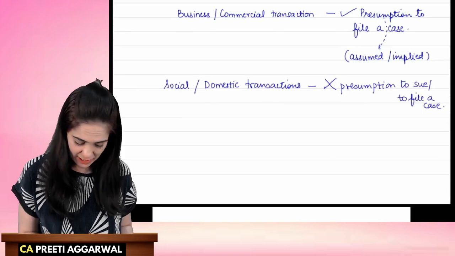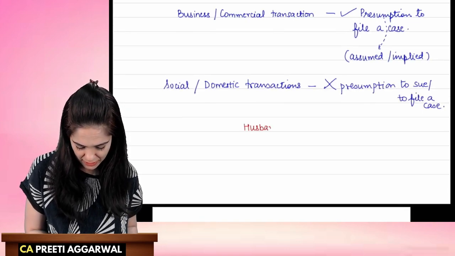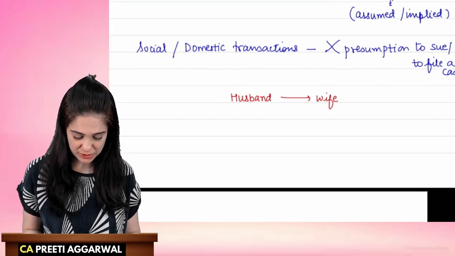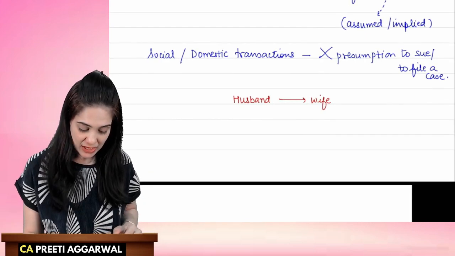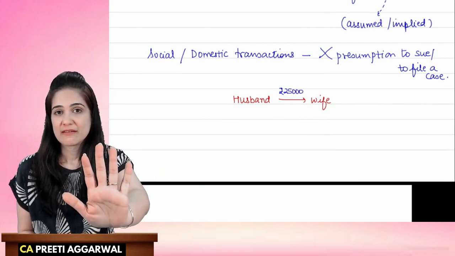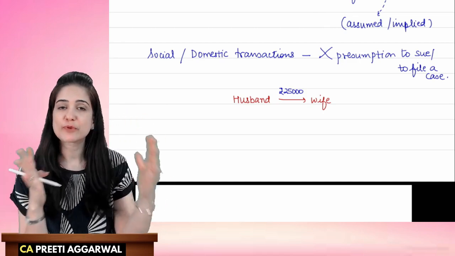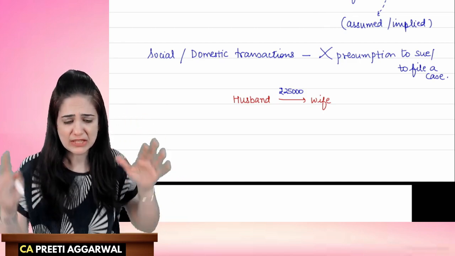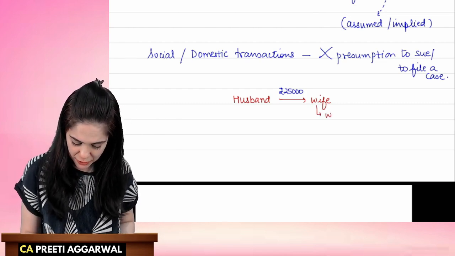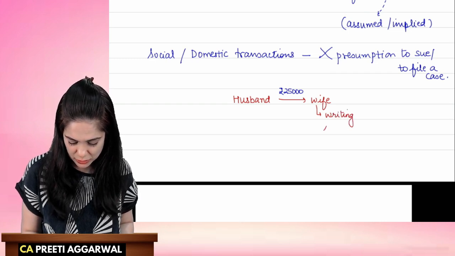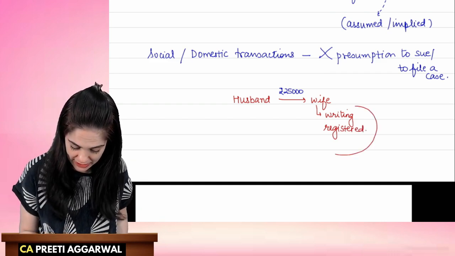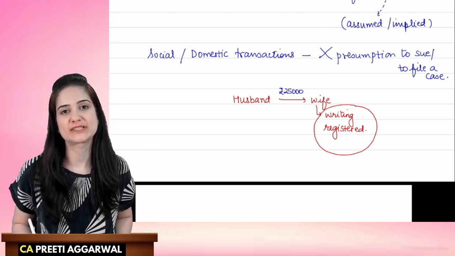But let's say, for example, husband and wife, this is a domestic agreement. The wife knows that she cannot file a case because there is no such presumption. So she is very smart. She has studied law. The husband promises to pay 25,000 rupees to the wife. The wife says, wait. Law assumes that in case of promises between husband and wife, there is no intention to create legal relation. But you are making a promise. I have studied law. I want you to give it in writing. I will also get it registered. Now, if you fail to pay, I am showing intention to file a case. I will file a case against you.